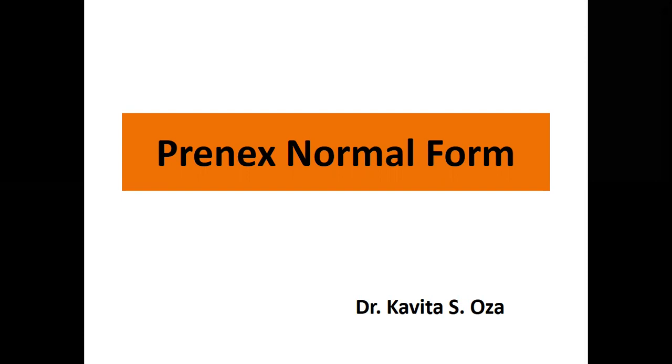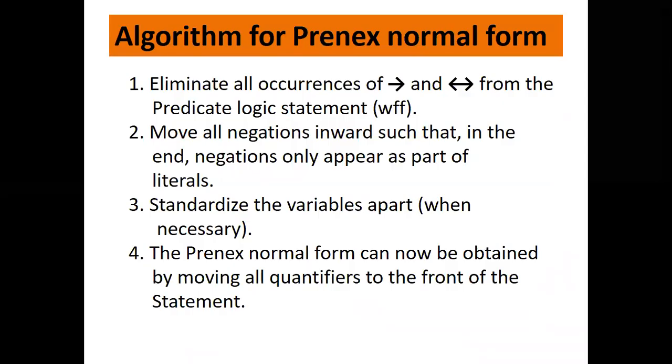Prenex normal form is when a statement is given in WFF form, and all the quantifiers in that statement are put at the prefix level. All the quantifiers are removed out and put at the prefix of the statement. Then the statement is in prenex normal form. The concept will be more clear as we go through the examples. Let us look at the algorithm first.